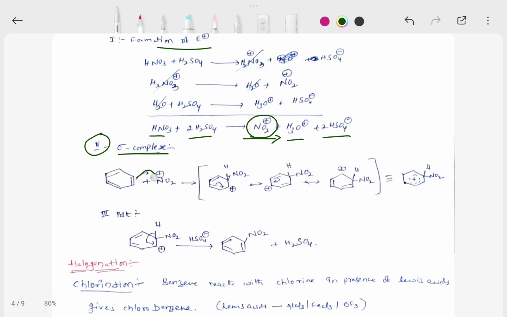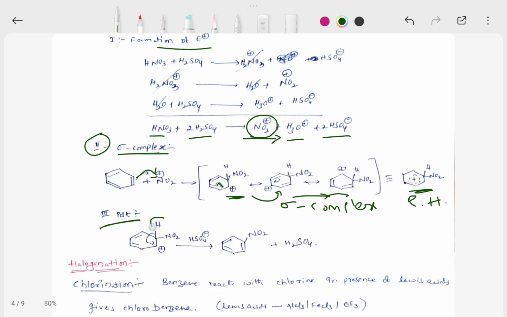Benzene donates electrons to the electrophile NO2+ and forms a carbonium ion. This carbonium ion forms resonance structures. These resonance structures are called sigma complex. This is the resonance hybrid structure of the sigma complexes. The third step, product formation or removal of proton.